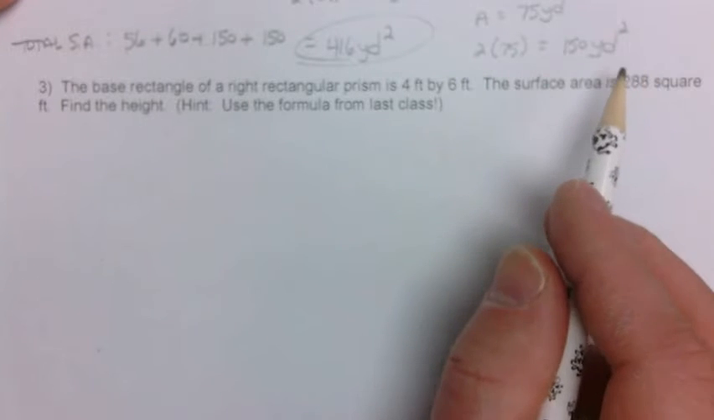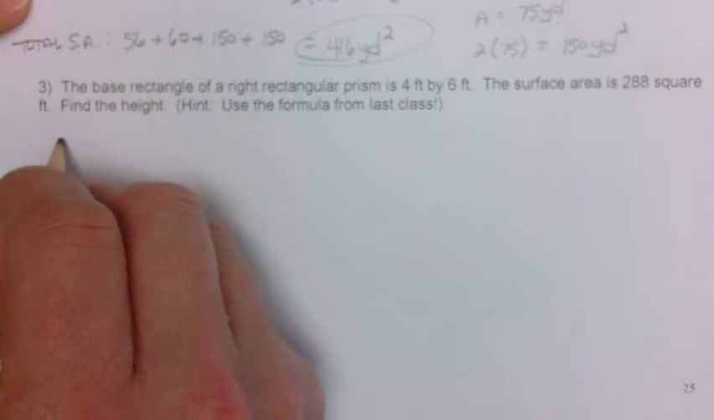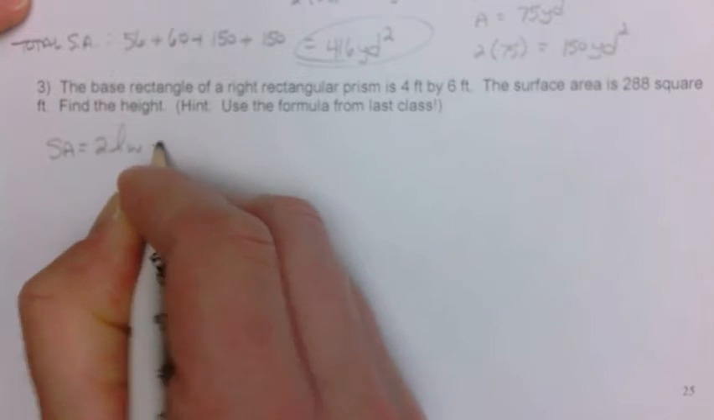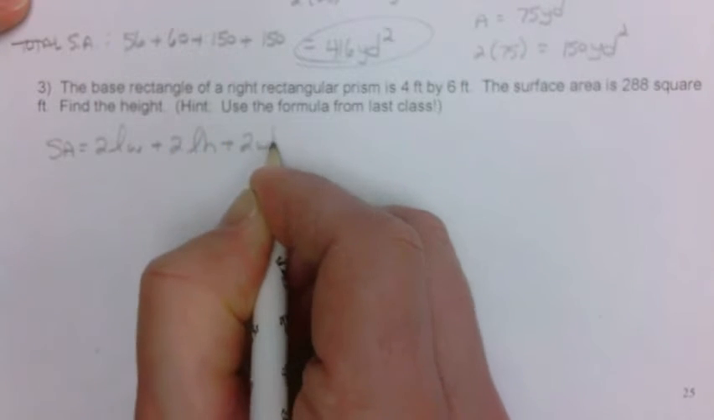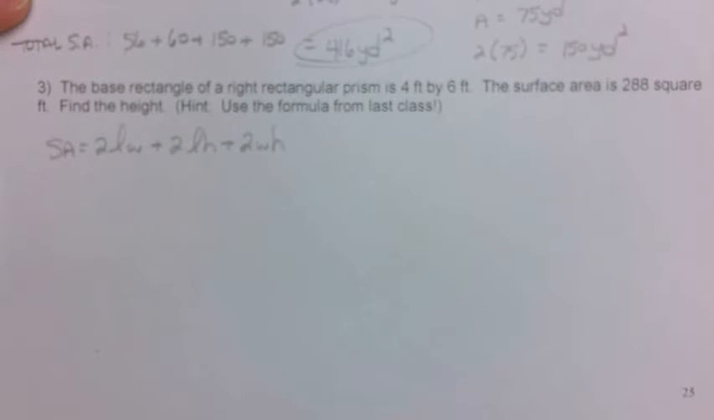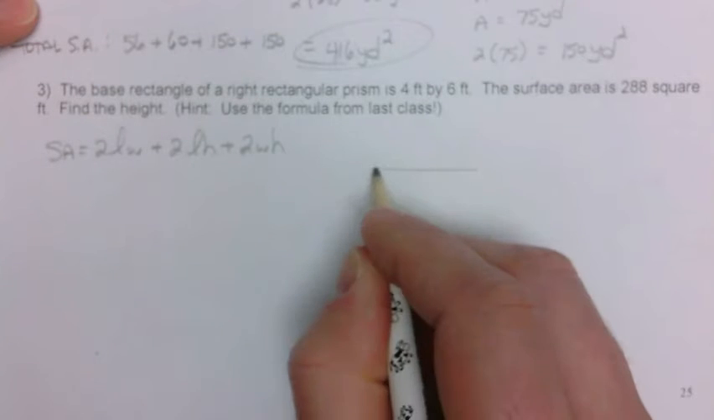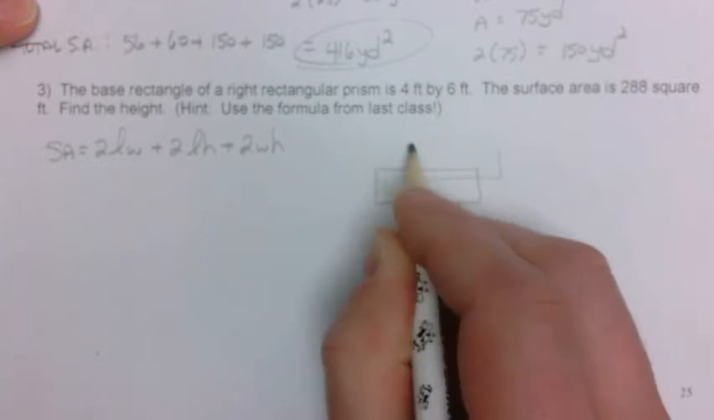Okay, so for the surface area of a rectangular prism, recall that we can use the formula surface area equals 2 times length times width, plus 2 times length times height, plus 2 times width times height. Right, and I can also sketch a rectangular prism. That would look something like this.